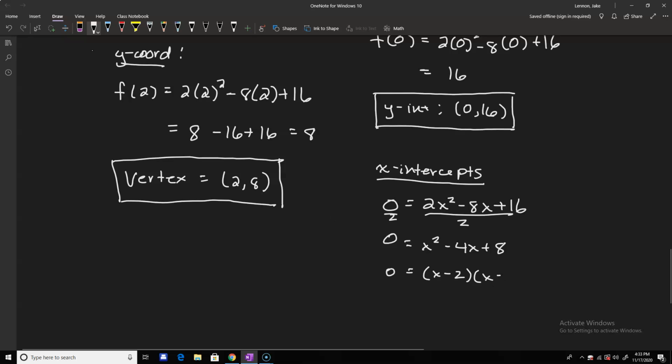Oh, sorry. That's incorrect. This would not factor like that because what you would essentially need is two numbers that multiply to 8 and add up to negative 4. So there aren't any of those.